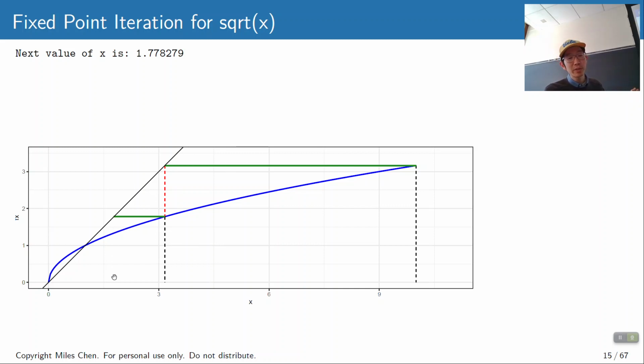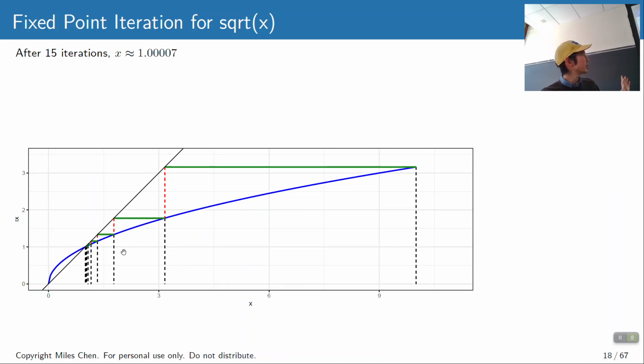So I'm going to come down over here, I'm going to plug in x is equal to 1.778, and I say, all right, what's the square root of that? That's around 1.33, and so that comes over here. And then we plug in 1.33. What's the square root of that? 1.15. And then I keep going and going and going. And you can see, all right, this is going to eventually converge to something close to 1. And so after around 15 iterations, I'm at 1.00007. Okay? And that's fixed point iteration for the square root of x.